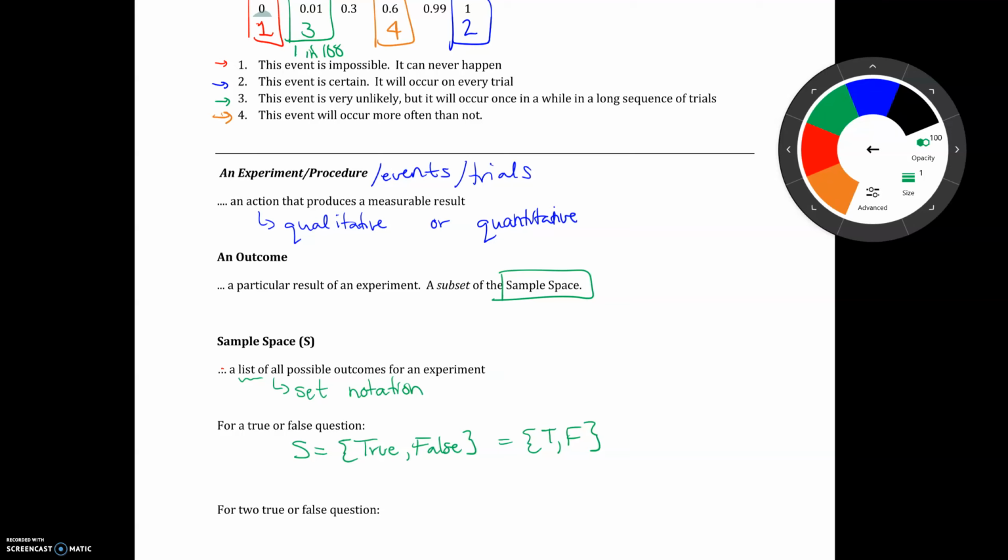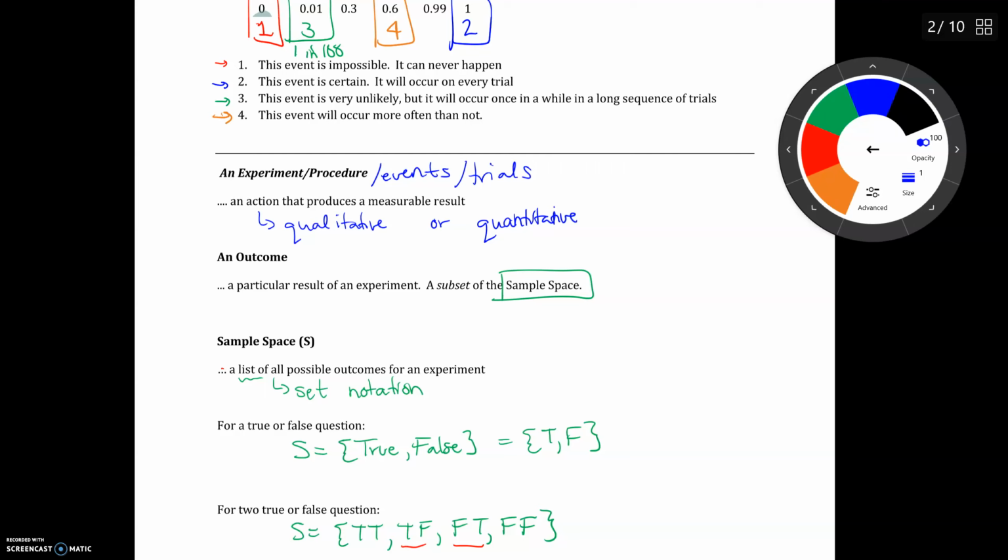Okay. For two true or false questions, the sample space would be all of the different outcomes. So we could have two trues, we could have a true and then a false, we could have a false question and then a true question, or we could have two false questions. When we think about experiments, they tend to be ordered in nature, and so having a true question followed by a false question is different than a false question followed by a true question, which is why we see those two different options listed in the sample space.